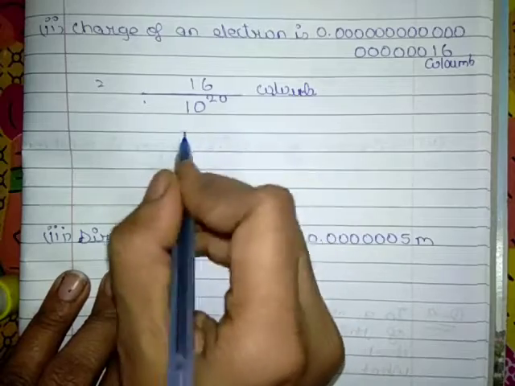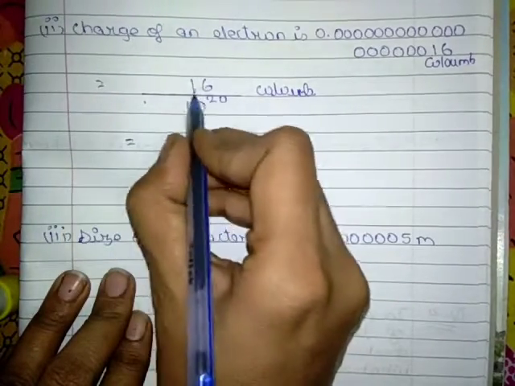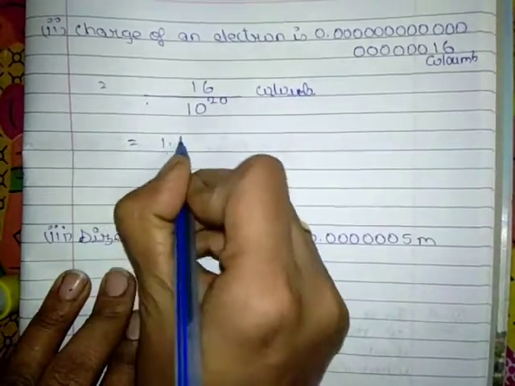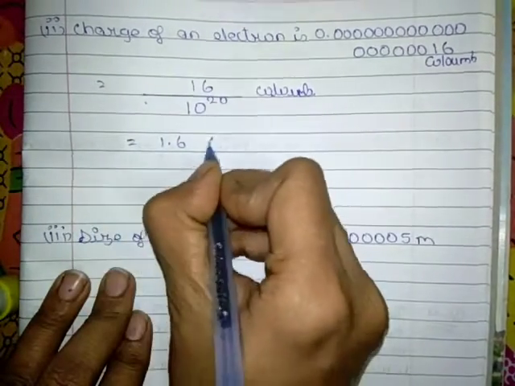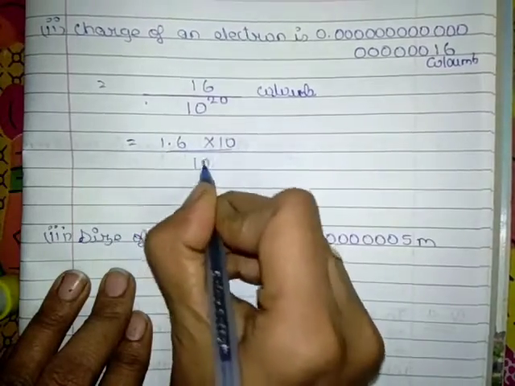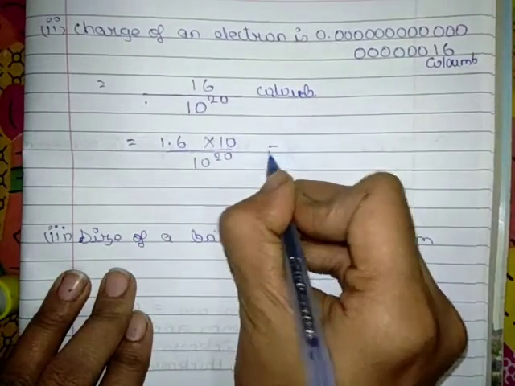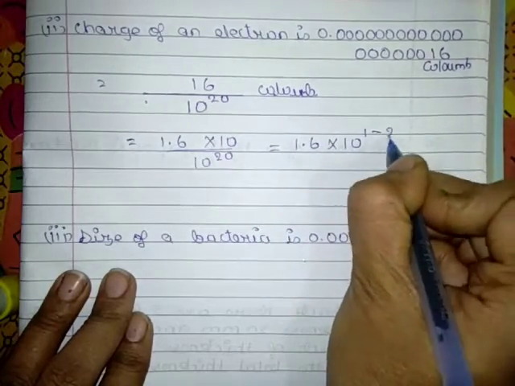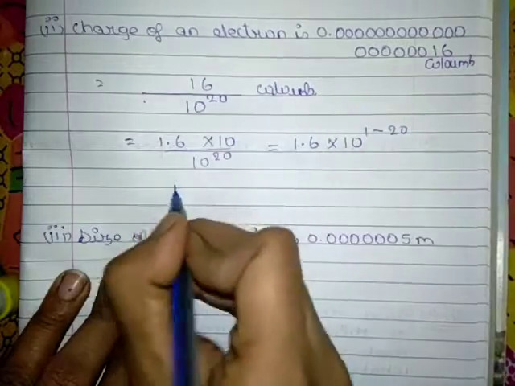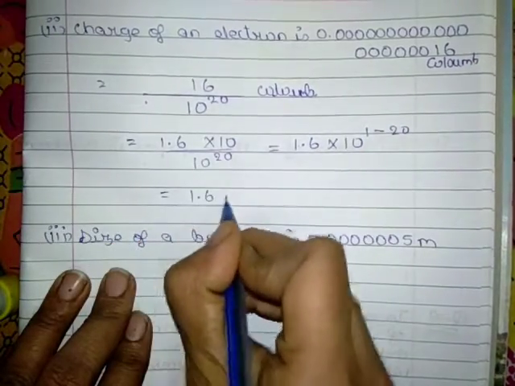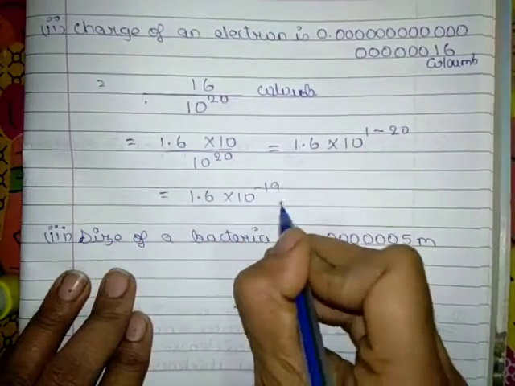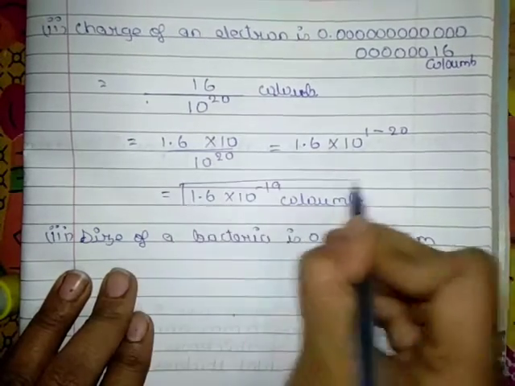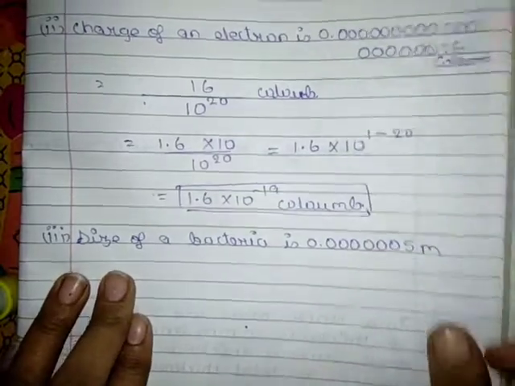Okay, so now how we will convert, we have to convert this so the digit should be between 1 and 10. So 1.6, okay, so we have to multiply with 10, divide by 10 raised to 20, which is equal to 1.6 multiplied by 10 raised to 1 minus 20. Exponents will be subtracted. So that is equal to 1.6 multiplied by 10 raised to minus 19. We have to write the unit here, that is coulomb. So this is our answer in standard form.